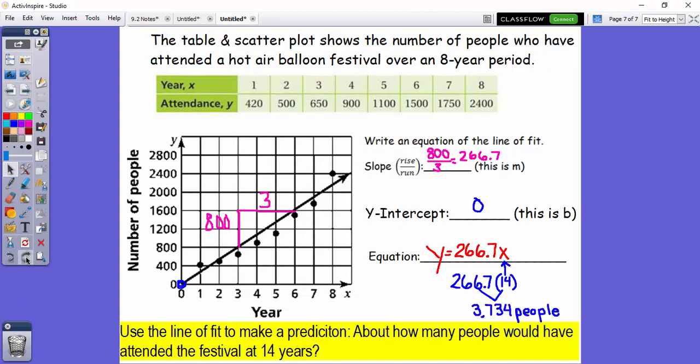3,734 people. Okay, now this equation was super helpful because, like I said earlier, 14 years would be way off of our graph and it would probably be somewhere up here. So it's really hard to make a prediction if it's not on the graph, which is why the equation is useful.